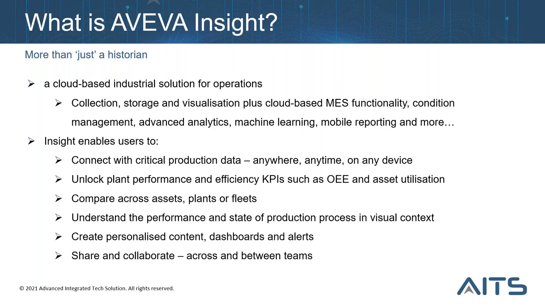Now, Insight enables us to connect, and this is what we'll focus on today: how to connect critical products from anywhere, anytime, any device, even any software. We'll show you the methods. Unlock plant performance and efficiency KPIs like OEE, asset utilization, and asset comparisons. Compare across assets, plants, or fleets, and understand the performance and state of the production process in visual context. Insight allows us to create personalized content, dashboards, and alerts, and share these dashboards and data with our colleagues across the team anywhere.